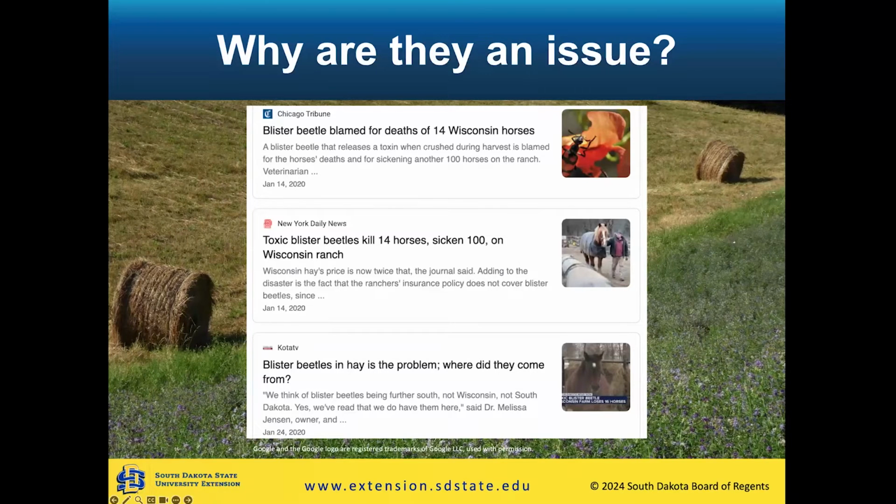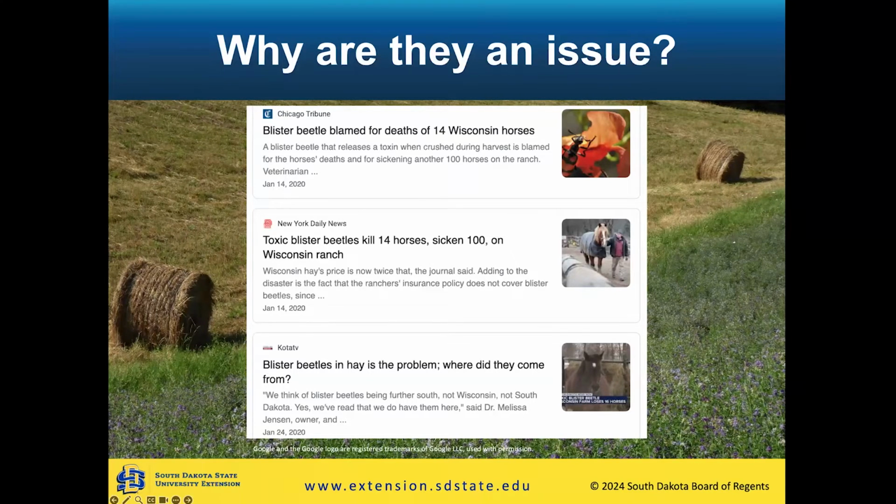So if you remember, this was back in 2020. It kind of got buried by all of the COVID news that showed up later that year. But this one incident really made national headlines. It was a horse ranch in Wisconsin that purchased some infested hay. It was actually a hay auction. I think they got it from Belle Fourche. And it was like a whole thing of, well, these blister beetles came from South Dakota. Well, it turns out that the hay bales actually came from Texas.